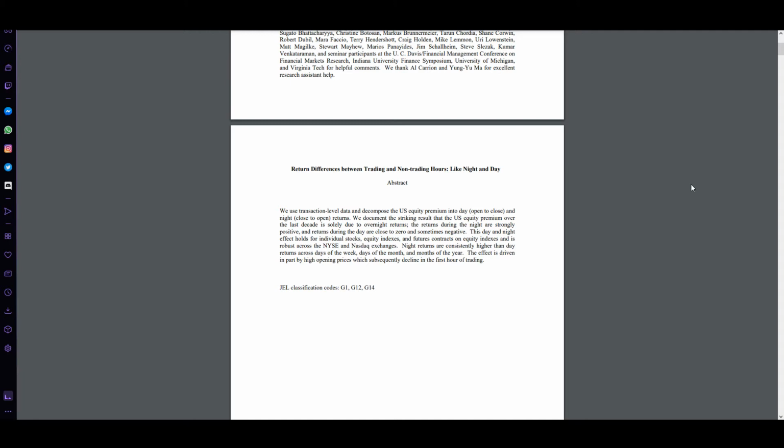The returns during the night are strongly positive, and returns during the day are close to zero and sometimes negative. This day and night effect holds for individual stocks, equity indexes, and futures contracts on equity indexes, and is robust across the New York Stock Exchange and NASDAQ exchanges. Night returns are consistently higher than day returns across days of the week, days of the month, and months of the year. The effect is driven in part by high opening prices, which are subsequently declining in the first hour of trading.